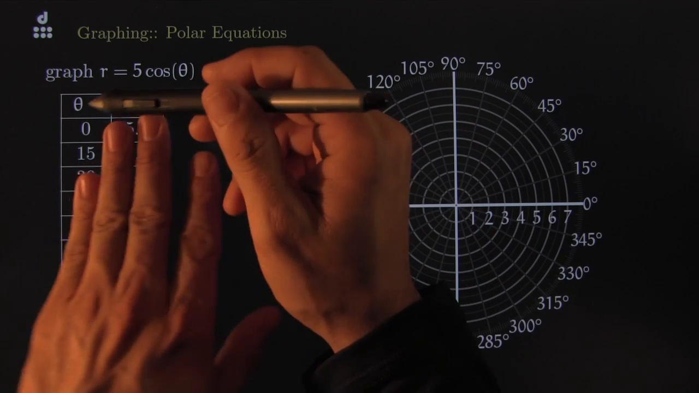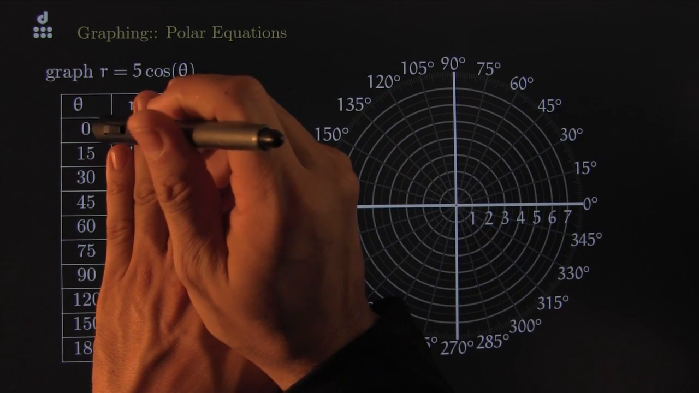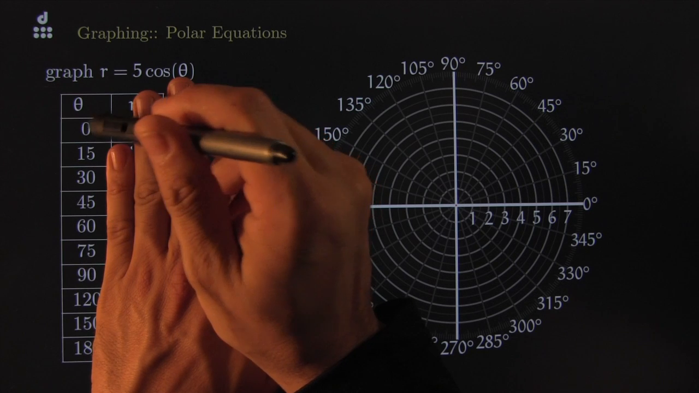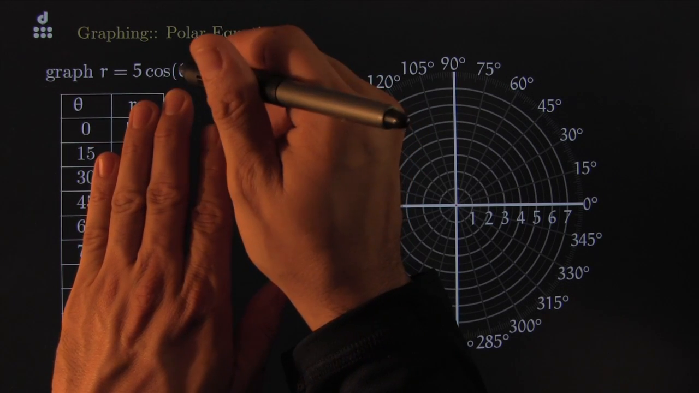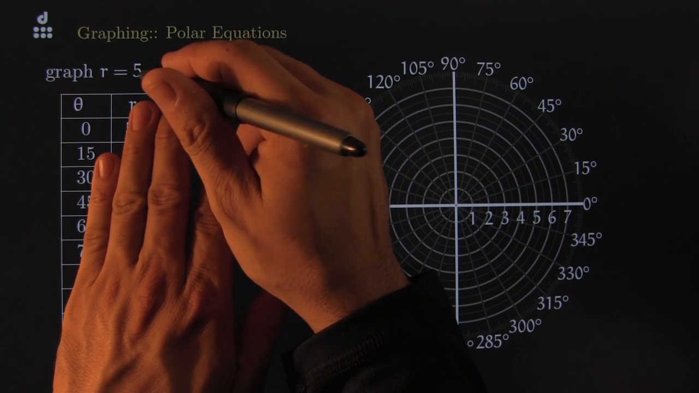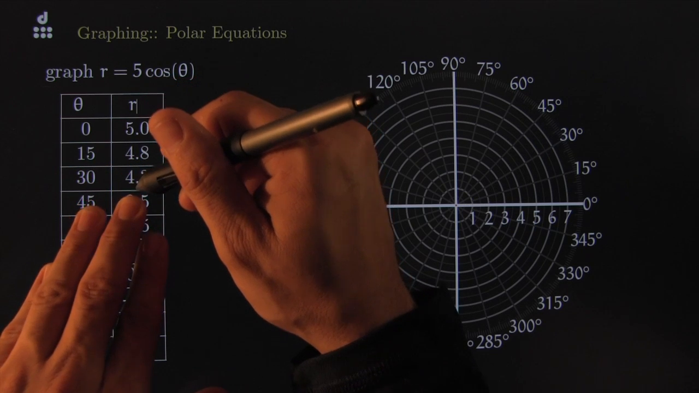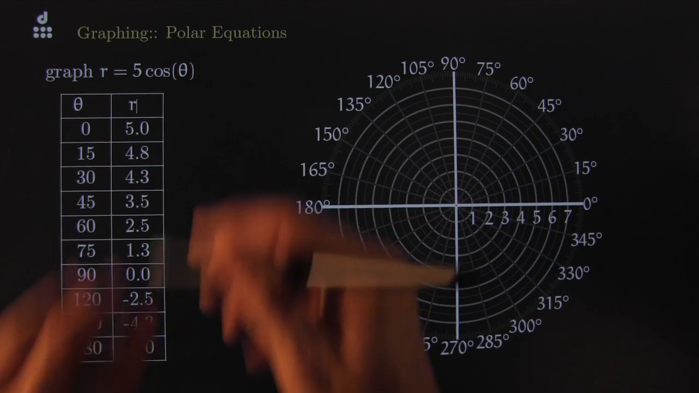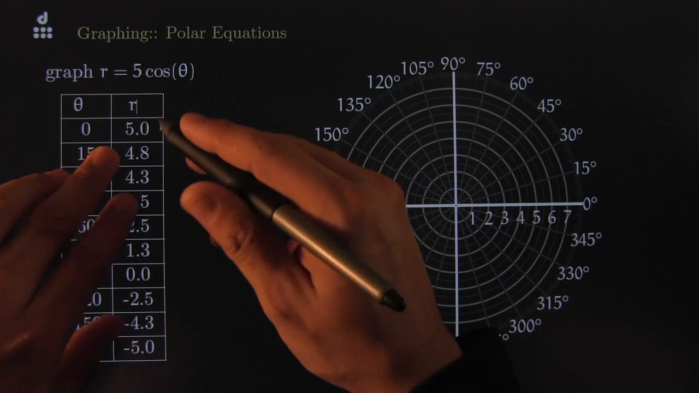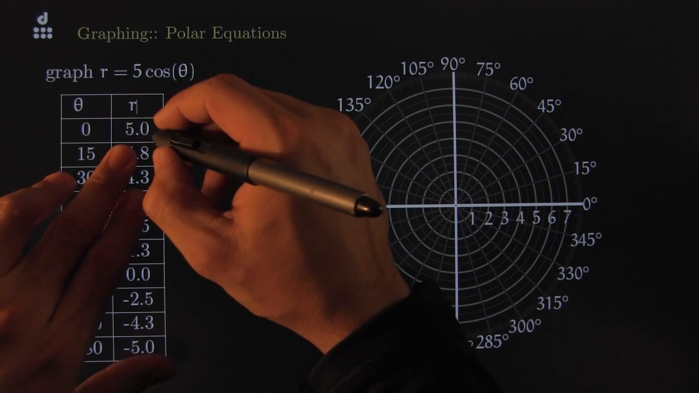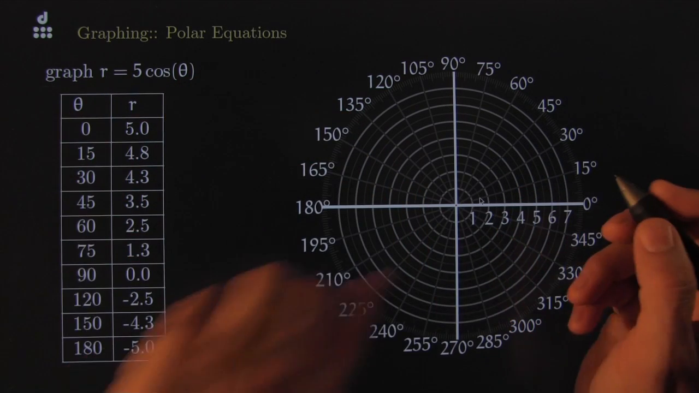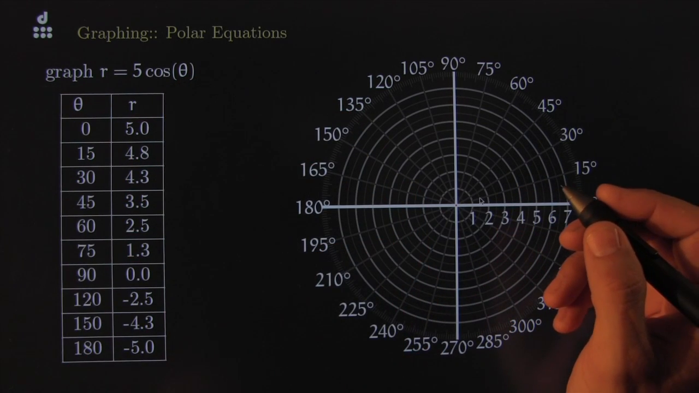I took some time and I wrote down some angles here. These should all be degrees. And for every one of them, like 0, we would plug it into the cosine and multiply times 5 and get the corresponding r. And in this way you can fill out this table. I did it beforehand so we could save some time on this part of it. Now we just have to take these points and plot them here and connect the dots.